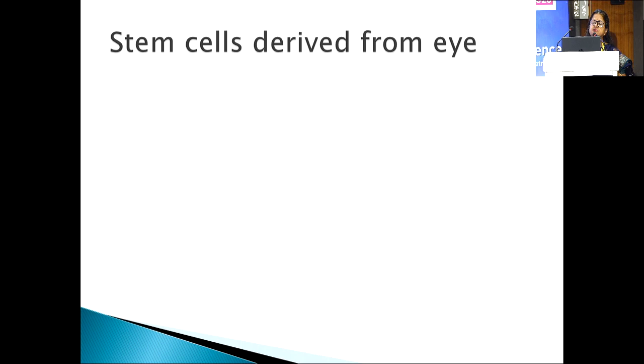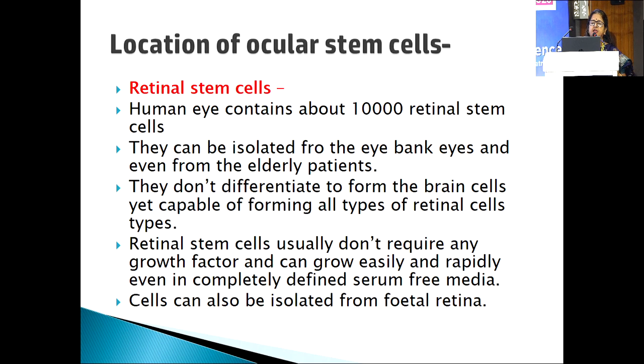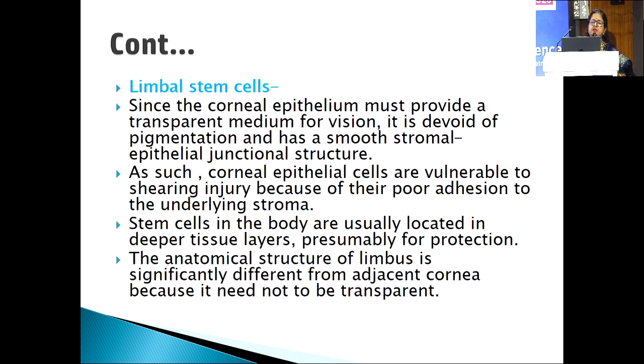What are the stem cells derived from the eye? There are retinal stem cells. The human eye contains about 10,000 retinal stem cells. They can be isolated from eye bank eyes, or even from elderly patients. They do not differentiate to form brain cells, yet are capable of forming all types of retinal cell types. Retinal stem cells usually do not require any growth factor and can grow easily and rapidly, even in completely defined serum-free media. Cells can also be isolated from the fetal retina.